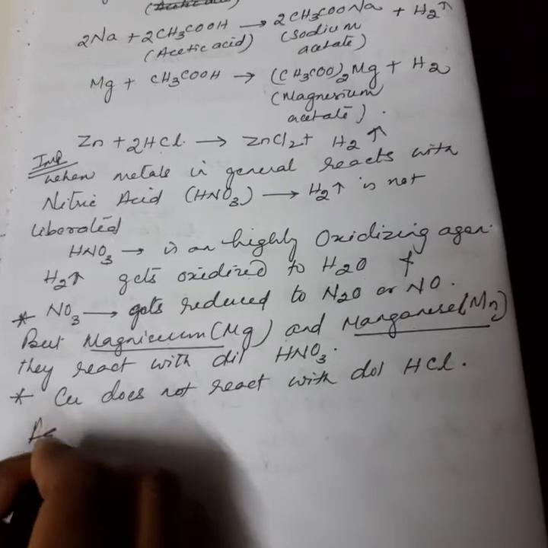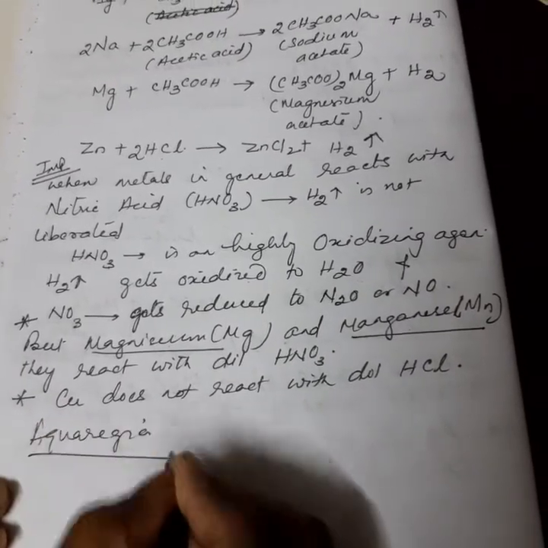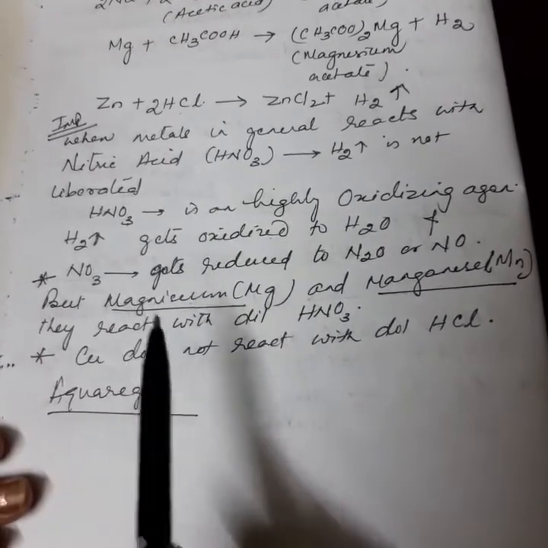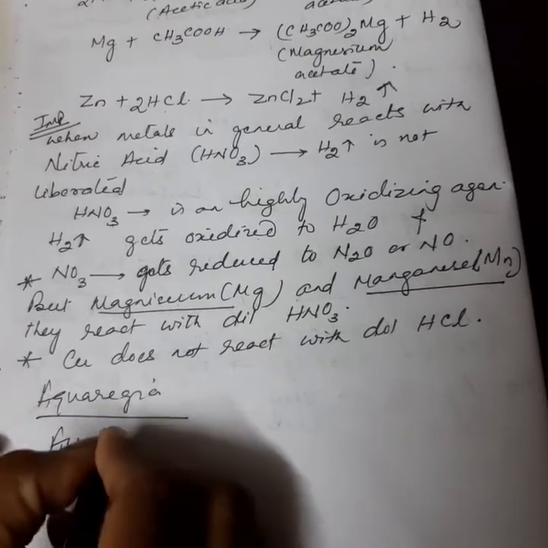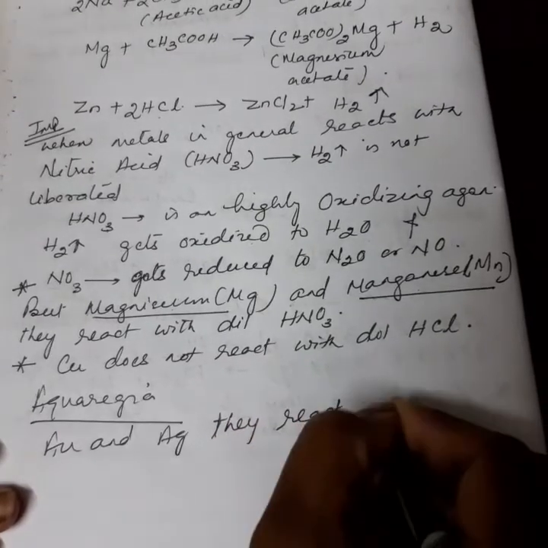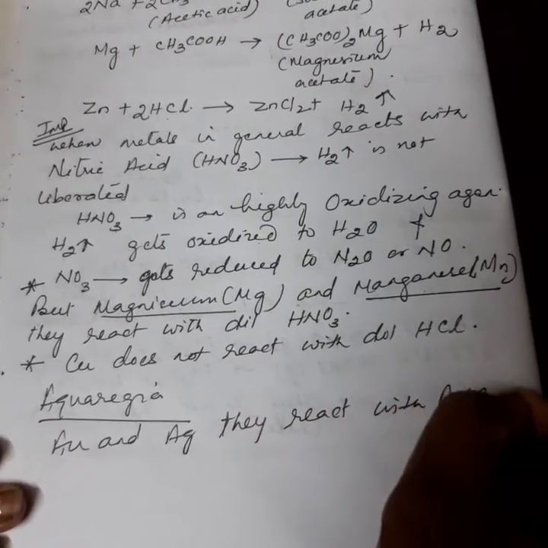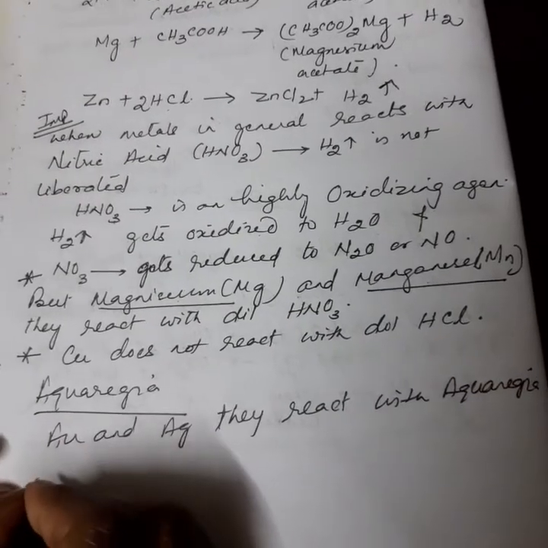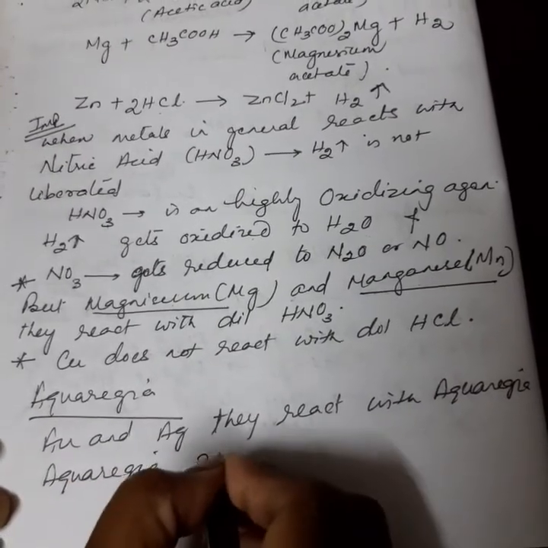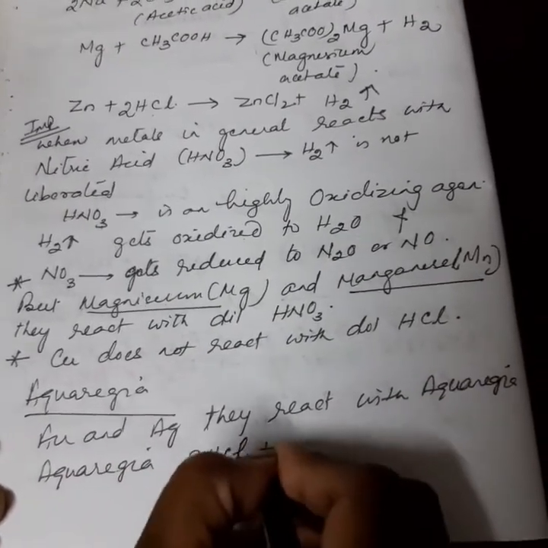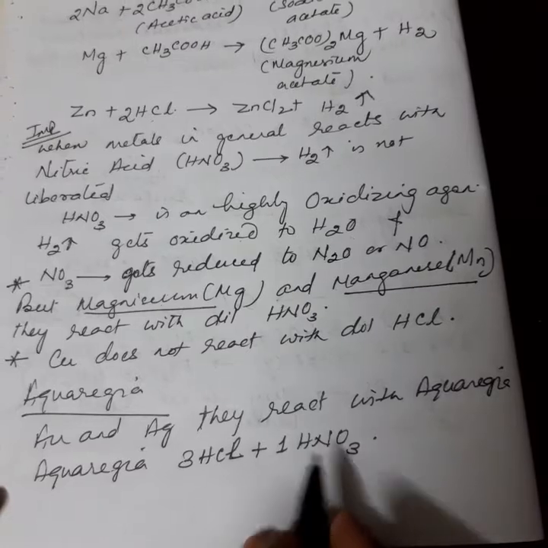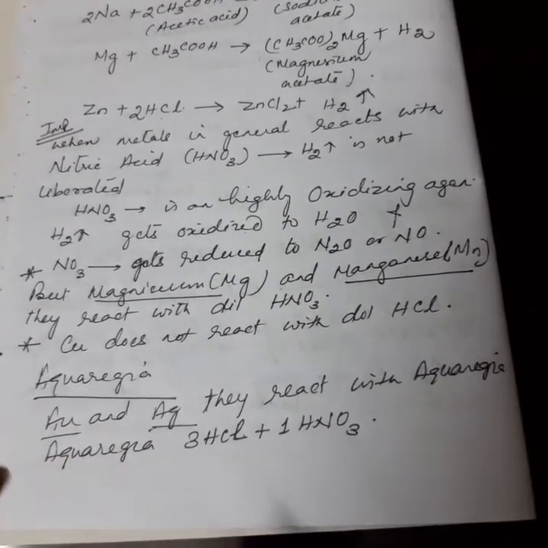What is aqua regia? Gold and silver do not react with other acids, but gold and silver react with aqua regia. What is aqua regia? Aqua regia is 3 parts of hydrochloric acid plus 1 part of nitric acid. This is a very strong acid which can dissolve gold and silver.